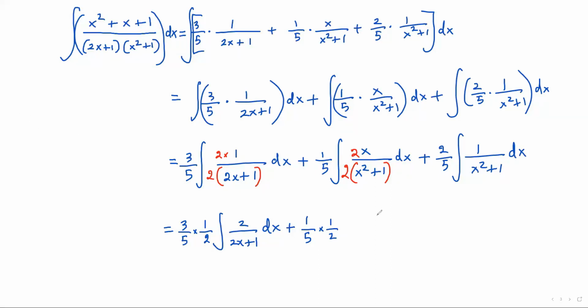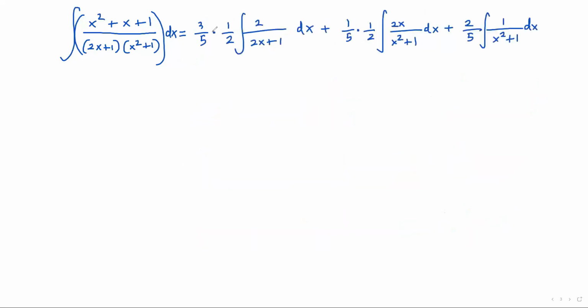Okay, here inside the second integral, we have 2x over x square + 1 dx + 2 over 5 times integral 1 over x square + 1 dx. Okay, let's continue on the next page.